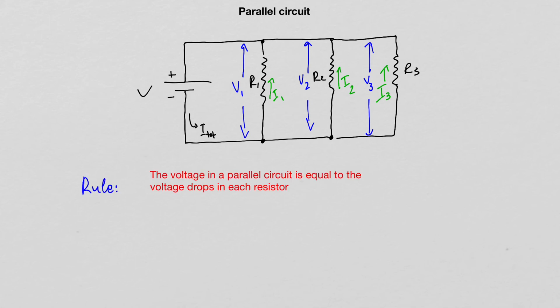So the first rule is the rule for the voltages, which states that the voltage in a parallel circuit is equal to the voltage drops in each resistor. Or in other words, V is equal to V1, is equal to V2, is equal to V3, and so on and so forth if you have more resistors connected in a parallel circuit.